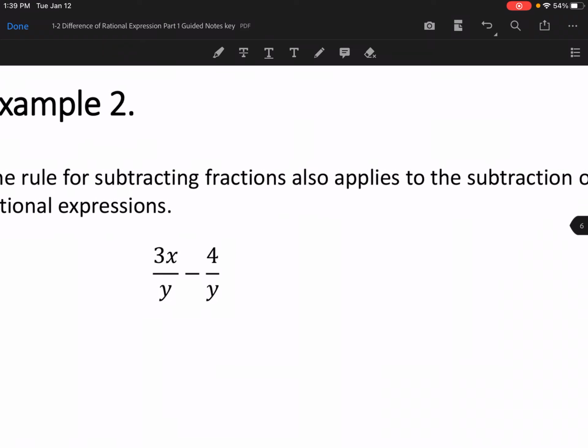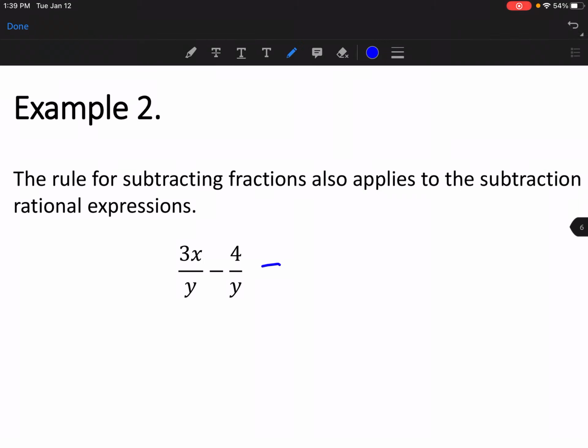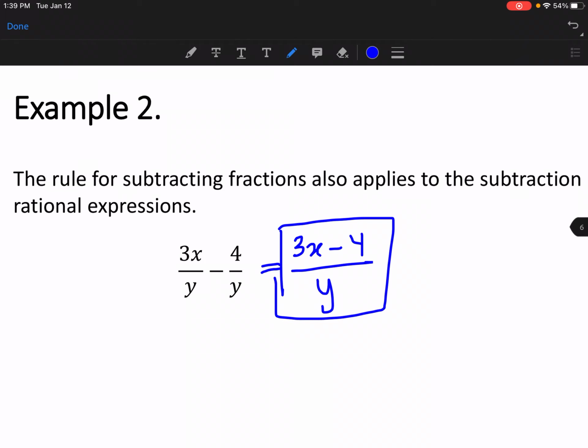Alright, example 2. The rule for subtracting fractions also applies to the subtraction of rational expressions. So again, we're going to subtract our numerators, which is 3x minus 4, over y. 3x and 4 are not alike, so we cannot subtract them. So this is my answer for that.